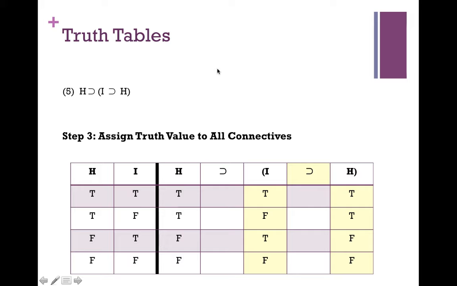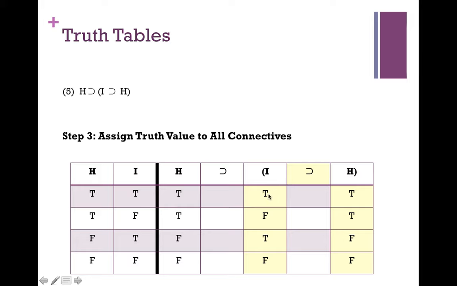Now, if you recall, a conditional is only false if the antecedent is true and the consequent is false. If ever there's a time where the antecedent is true and the consequent is false, then the conditional is false. In all other cases, it's true.